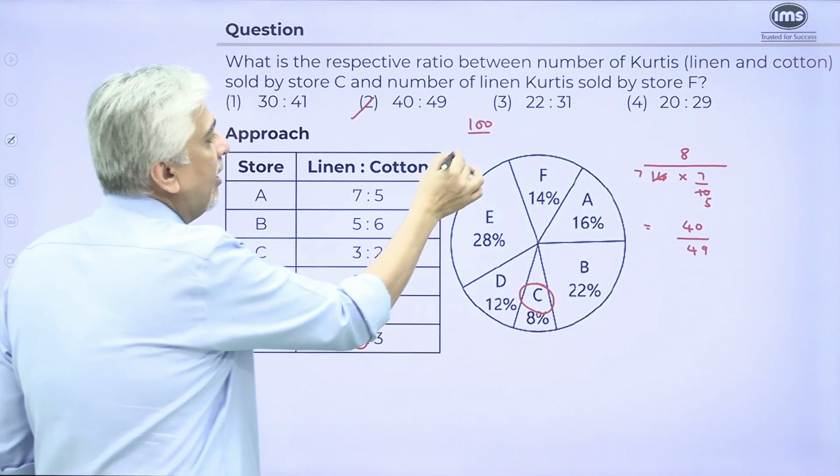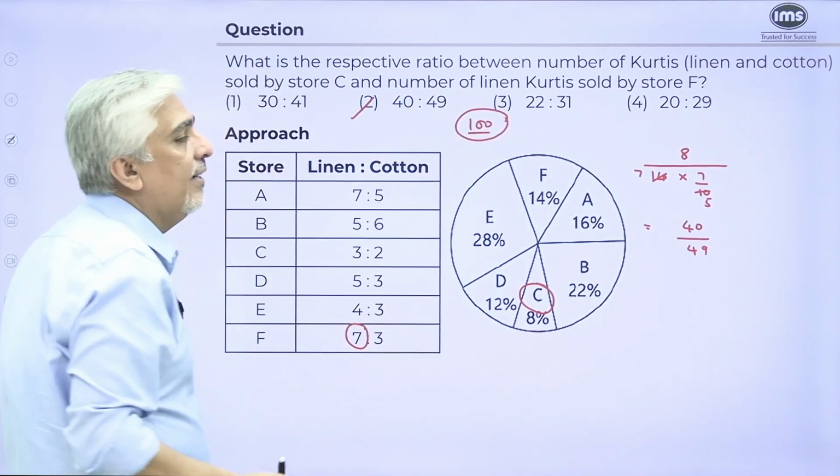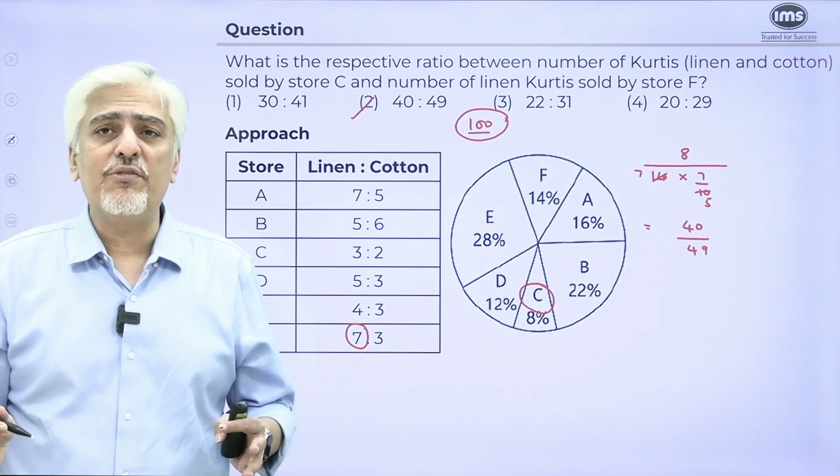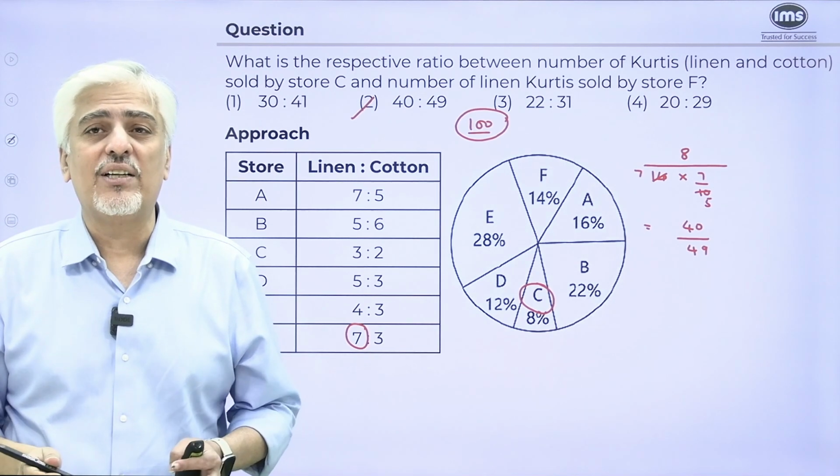Did you learn? I hope you understood the logic of applying only with 100. There was no need of wasting your time on 84,000, because if you waste your time on 84,000, the calculation becomes unnecessarily difficult.